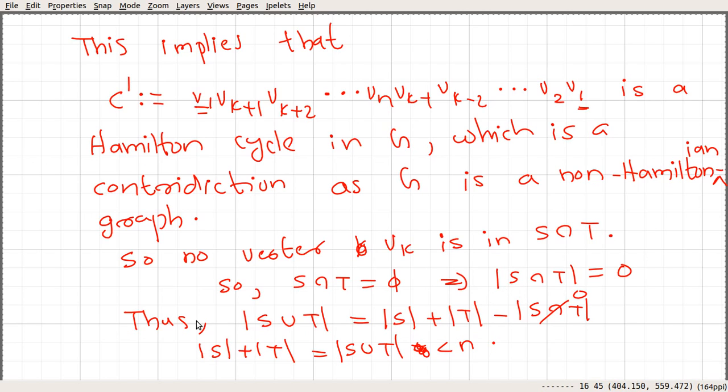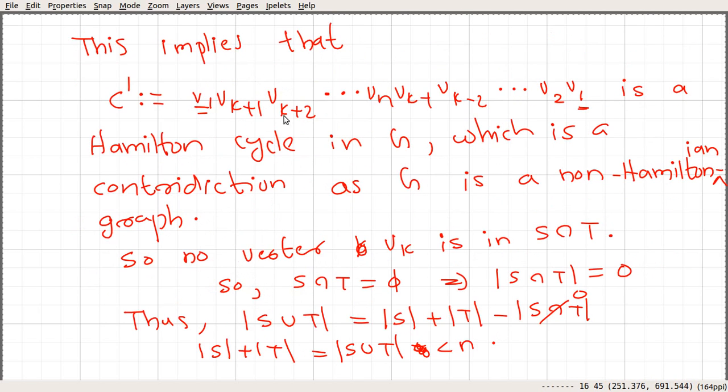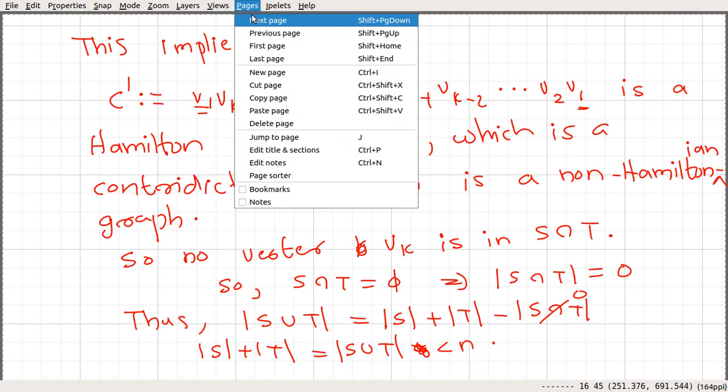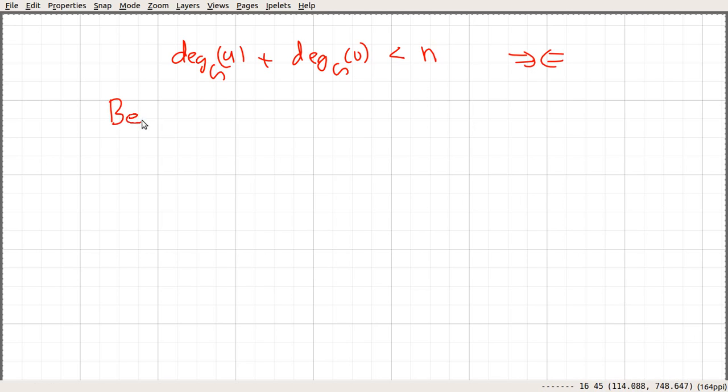So here again we proved the cardinality of S is nothing but degree of U, and cardinality of T is degree of V. So that says the degree of U in G plus degree of V in G is strictly less than n. And here we have this contradiction, and this contradiction happened because of this reason.